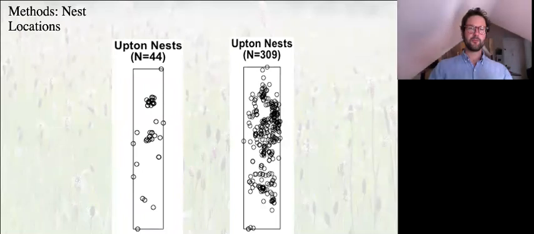And I'm going to point out one site in particular, because later in this talk, I'm going to drill into this in a little bit more detail. So this is the Upton site, and this is just a demonstration of the pattern of spatial use at low and high population levels.